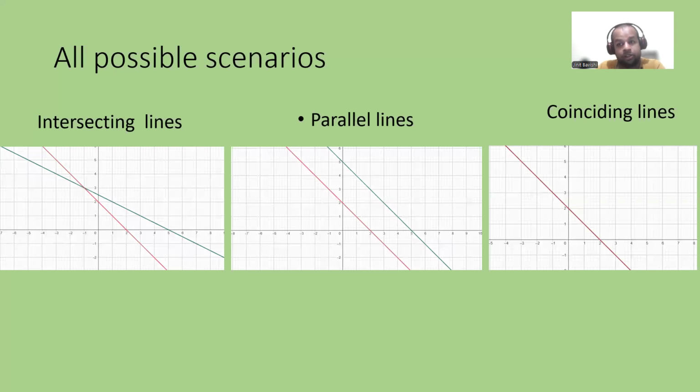Here, the possible scenarios when you're having two lines or two equations plotted: it could be either intersecting lines, the one which we saw right now, or they could be parallel lines, where they are going to be at the exact same distance throughout. They will never come close, they will never go far. Such lines are called parallel lines, and these are lines of two different equations.